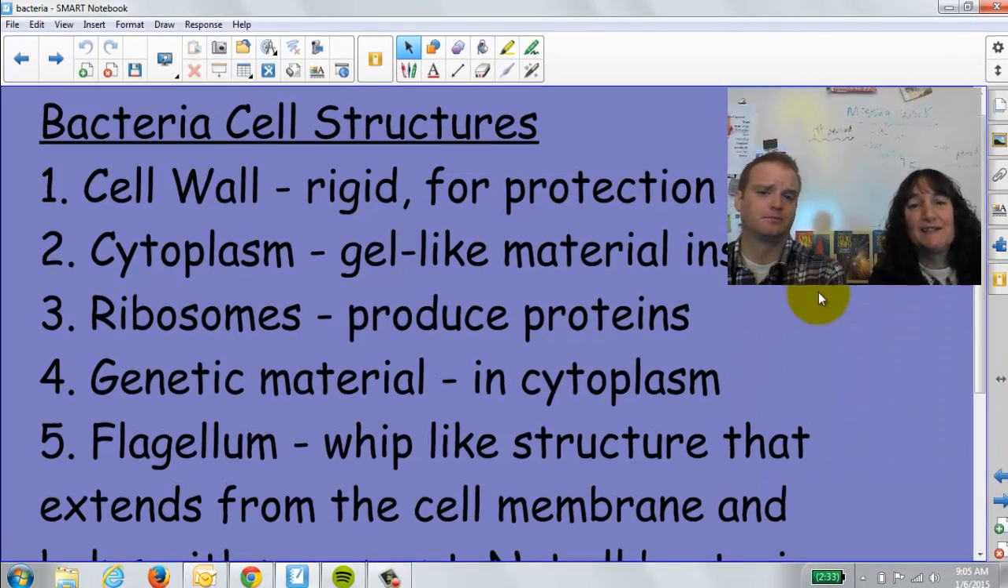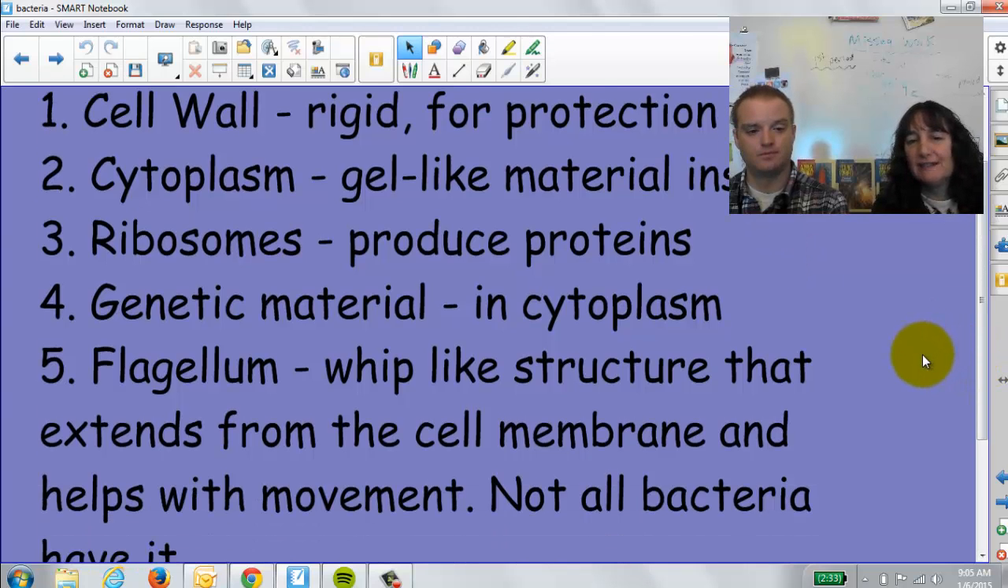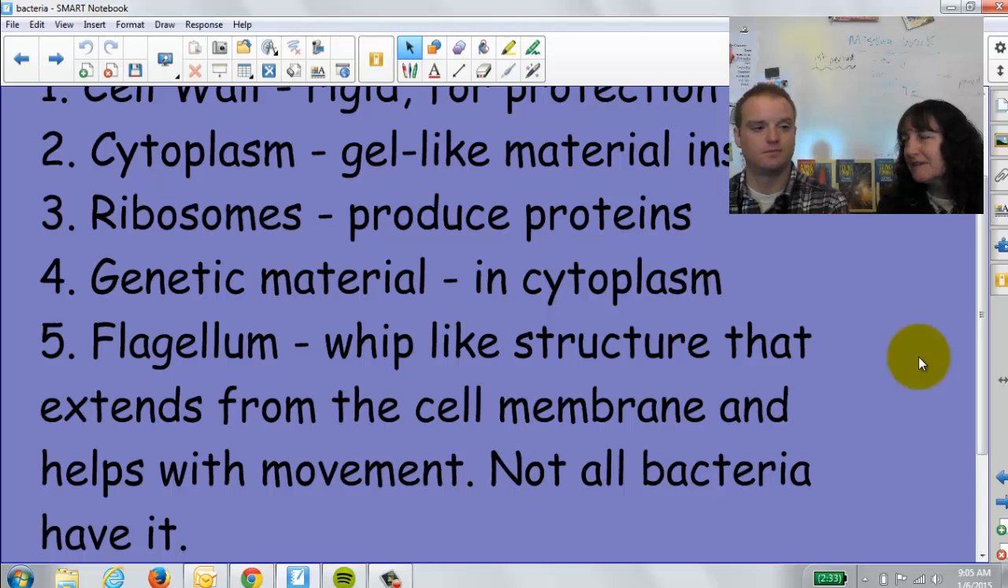All right, the bacteria cell structures. They don't have a whole lot. They do have a cell wall, which is rigid, and that's mainly for protection. Inside they have a cytoplasm, just like a regular cell. They have ribosomes to produce their proteins, and they have their genetic material, their DNA, floating around in the cytoplasm. And some of them have something called a flagellum, which is a whip-like structure that comes from the cell membrane and sticks out of the bacteria. It can help with movement, but not all the bacteria have it.